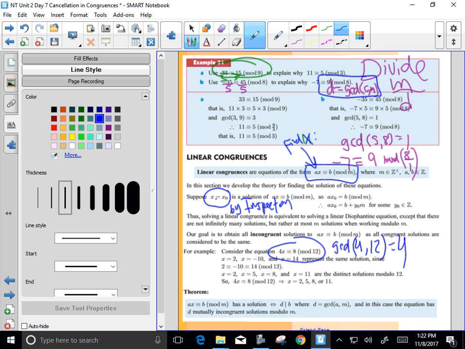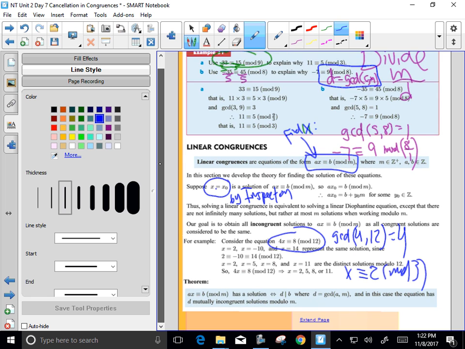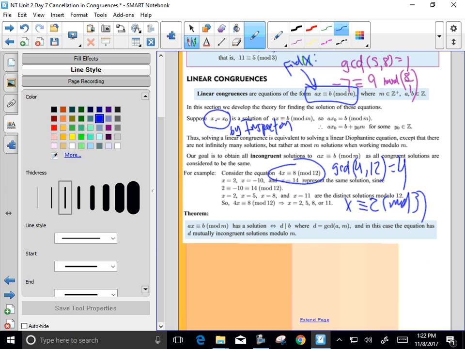All right, so the GCD of 4 and 12 is 4. So this is equivalent to 4x over 4, or x is congruent to 2 mod 3. Now, can I take 12 and divide by 4? Absolutely. So there's where your 3 is. That's what you were thinking of. And so here's my question: what answers are going to work for x now?